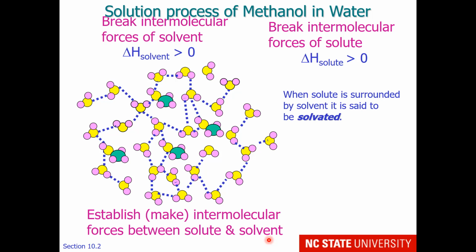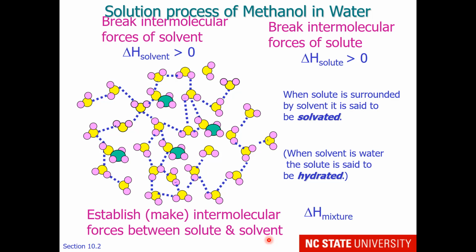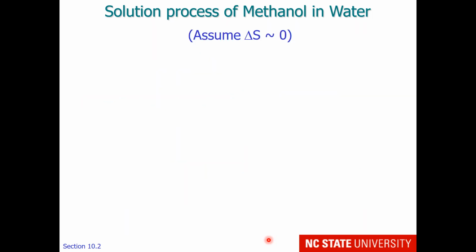We say that when the solute, which is methanol, is surrounded by the solvent, it is solvated. If that solvent happens to be water, we say the solute will be hydrated. This enthalpy change is known as delta H mixture. We are forming intermolecular interactions, or bonds, if you will, so delta H mixture has a negative sign. If we think about the solution process of methanol in water, no gases are created or consumed, so the sign of delta S is close to 0.